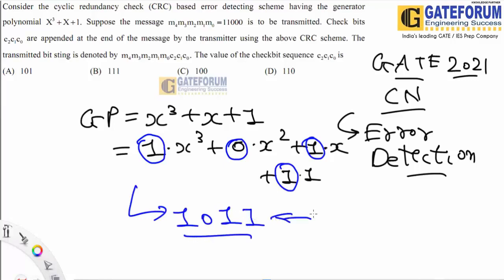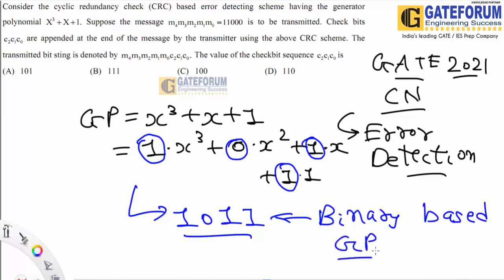This is basically the binary based generator polynomial. So this is the concept to convert any given generator polynomial in the form of x or x cube or x raised to 4, or any format, from the polynomial format to a binary format. This is how we convert them into a particular binary format.